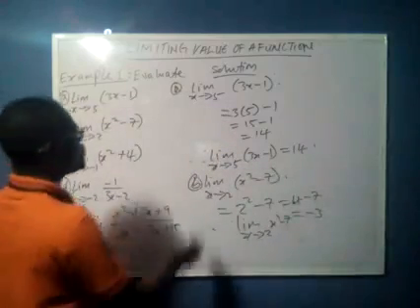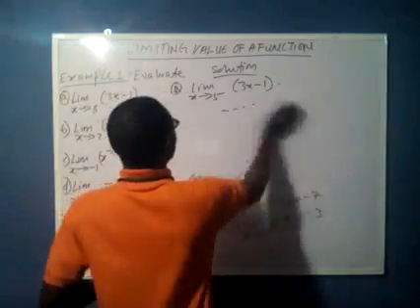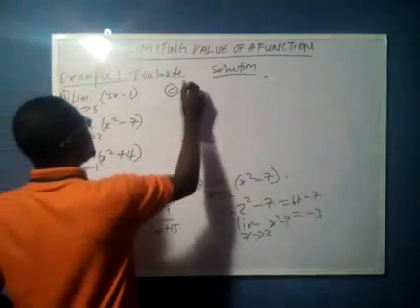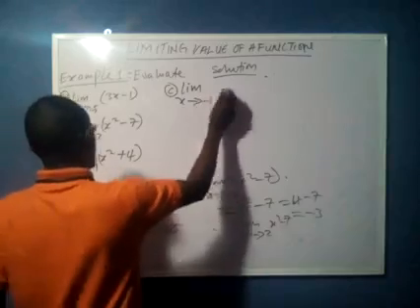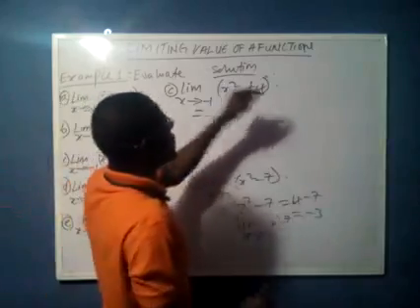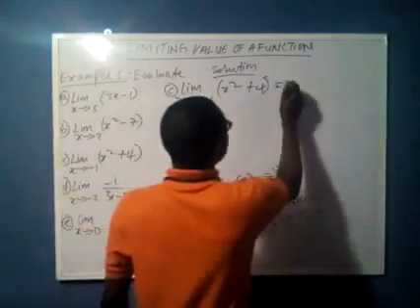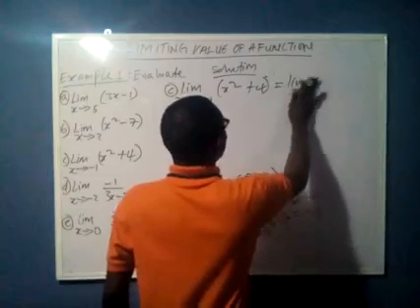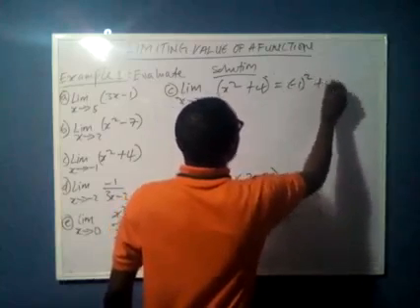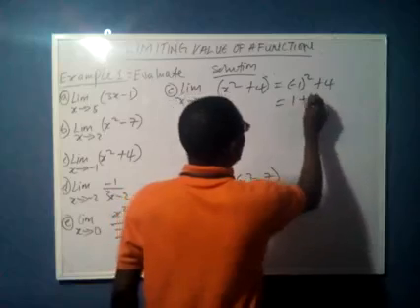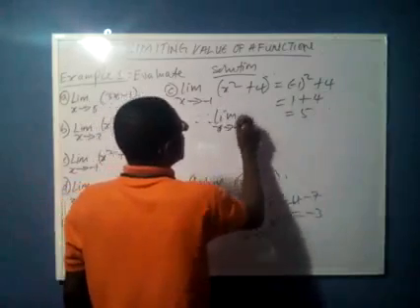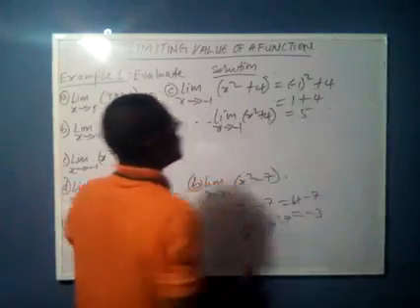So now let us also check out question C. We have the limit as x tends to minus 1 of x squared plus 4. Also, x squared plus 4 is in its simplest form. So you can just substitute minus 1 squared plus 4, which gives us 1 plus 4, and that's 5. So the limit as x tends to minus 1 of x squared plus 4 is equal to 5.